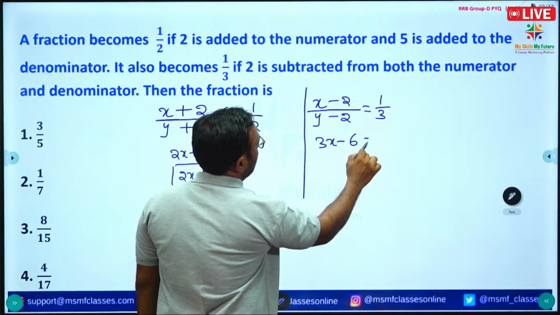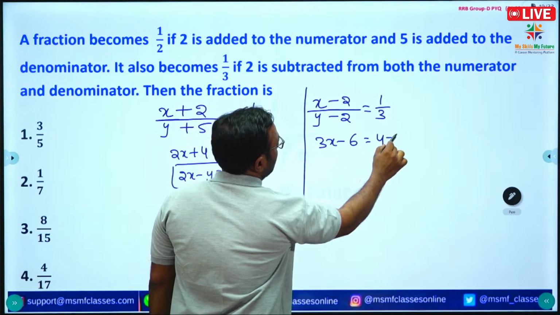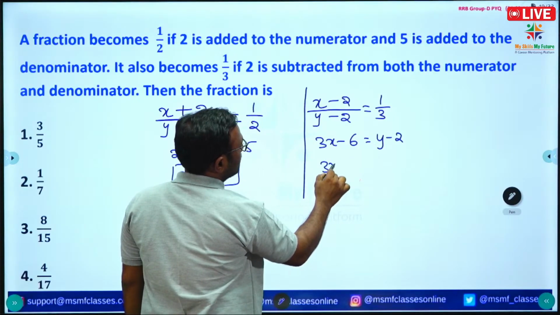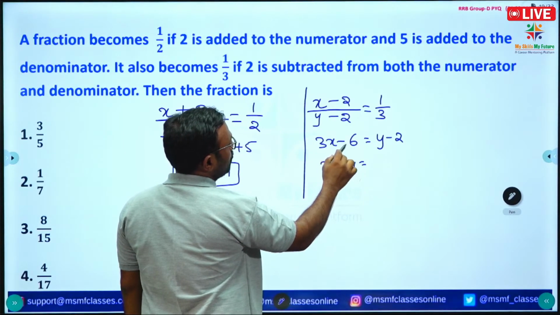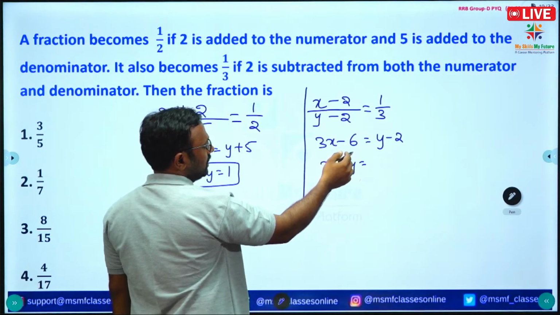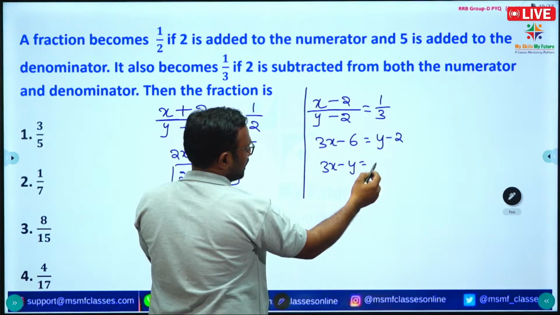Here, 3x minus 6 is equal to y minus 2. So 3x minus y is equal to, here minus 6 automatically becomes plus 6, so plus 6 minus 2, that is 4.